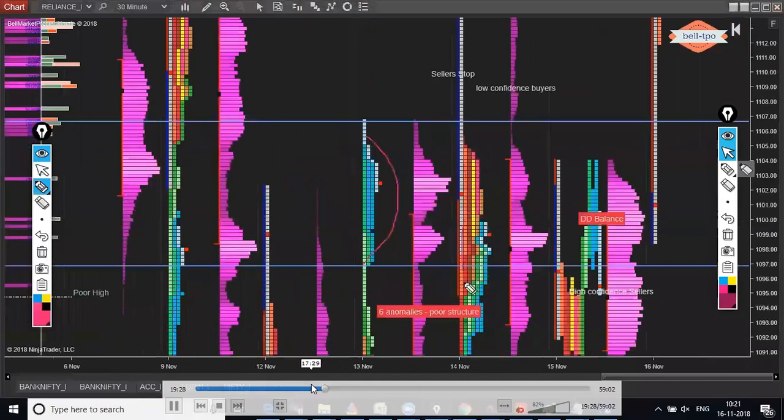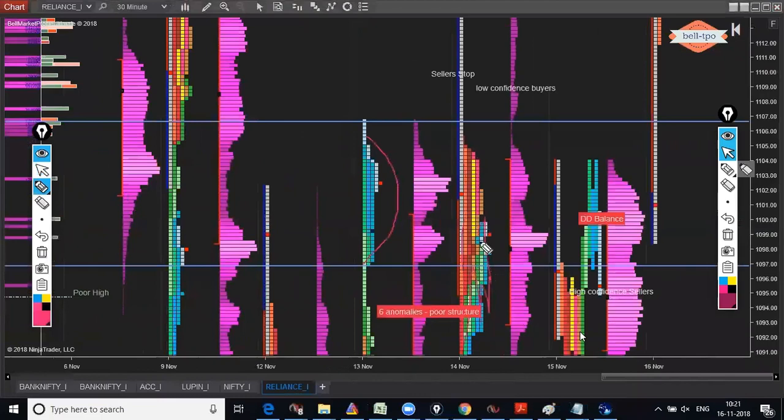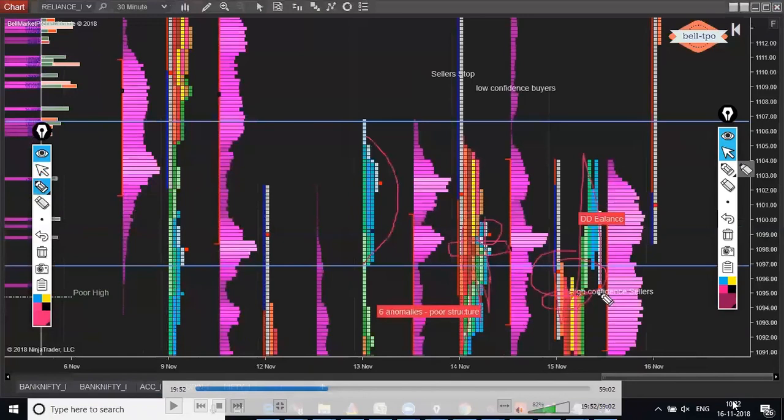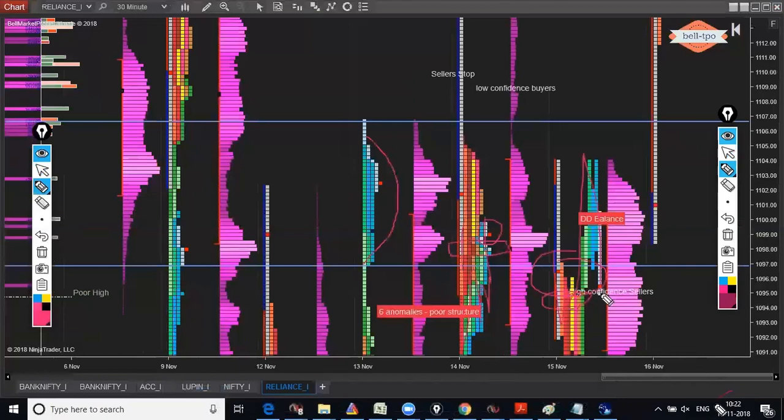We got an acceptance above here. So point of control built above double distribution balance. On 15th as well, if we look into 15th November activity, a lot of crisscross activity. Point of control was almost here. And price shoots up, it comes down. So note down the time. Time is 11:22, right? It was in the process of making an ABC elongation. That's the time.